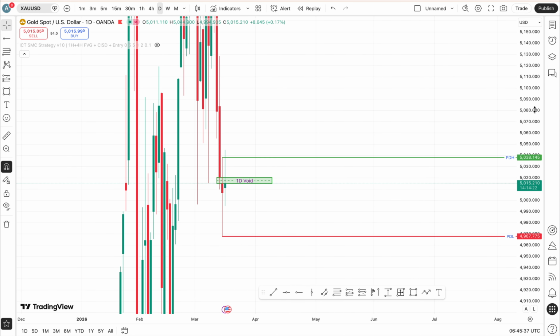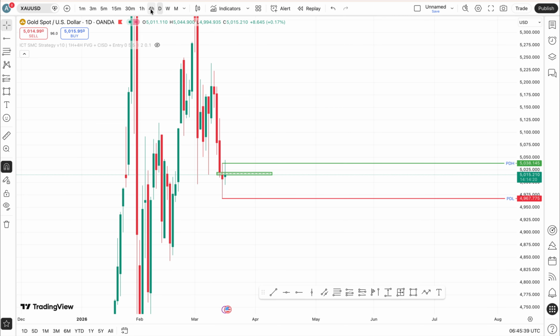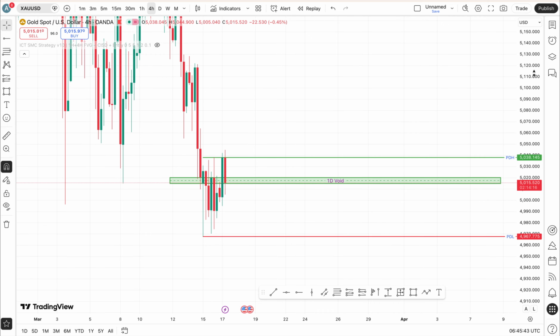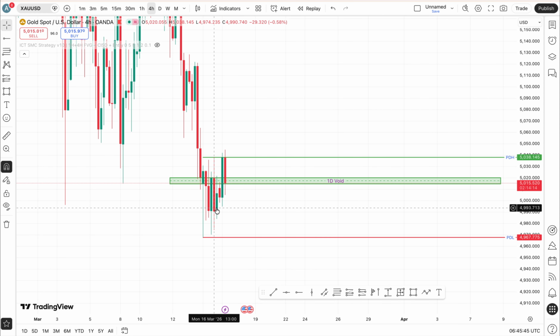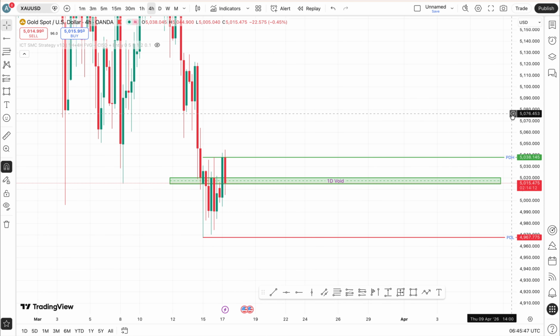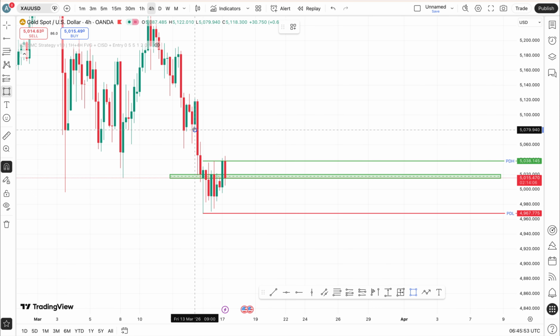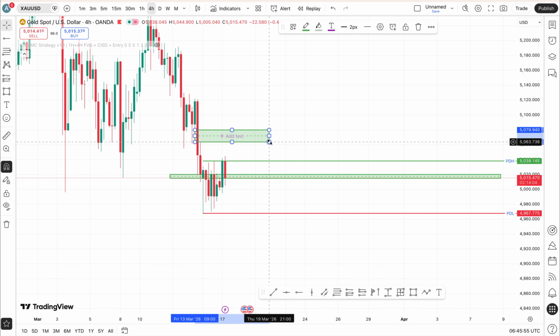We now move on to the 4-hour to find any FVGs, and as you can see, there have not been any 4-hour FVGs that have formed. That being said, there is an older 4-hour FVG, which is the only other possible magnet on the 4-hour, right? It's a 4-hour CB.